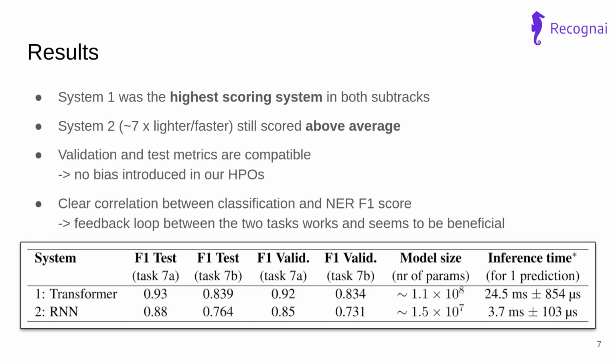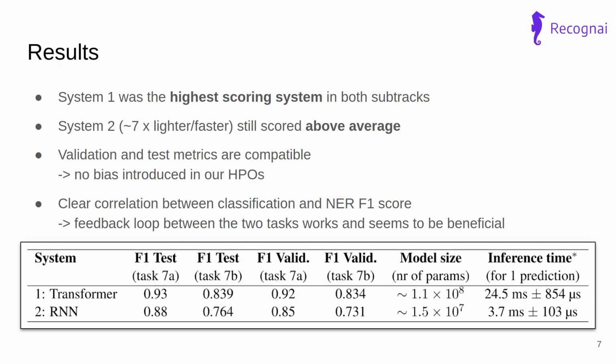Now the results. As mentioned in the beginning, System 1 was the highest scoring system in both subtasks. System 2, which turned out to be 7 times lighter and faster than System 1, performed significantly worse in comparison, but still scored above average in both subtasks.